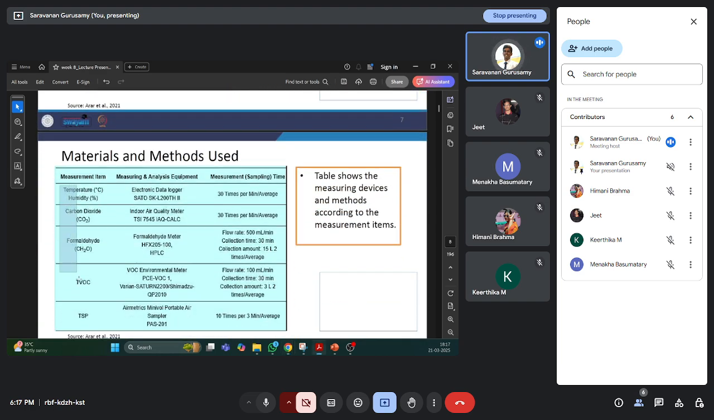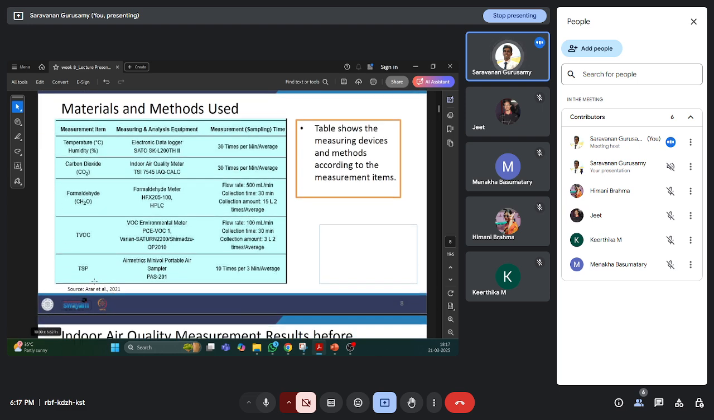How did they measure these parameters? What is the measurement equipment? Temperature and humidity with sensors and data loggers, carbon dioxide with TSI 7475, formaldehyde with a formaldehyde meter, TVOC with an environment VOC meter, and particulate matter with portable air samplers.